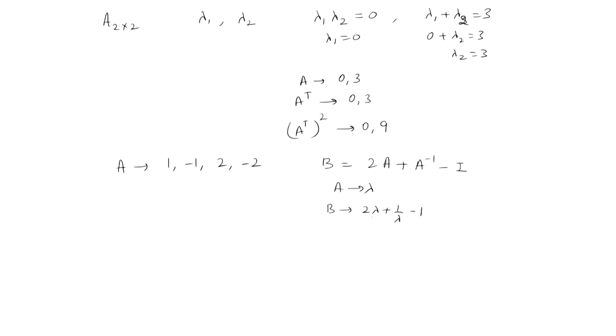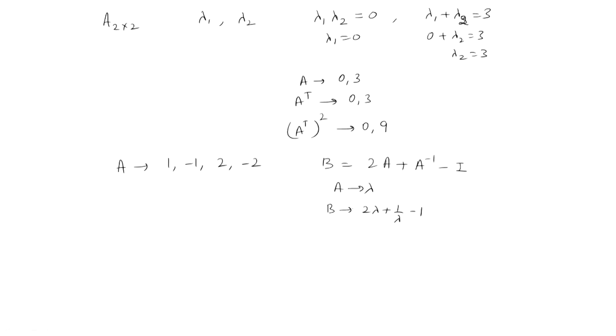2A has eigenvalue 2 lambda, A inverse has eigenvalue 1 by lambda, and this eigenvalue is 1. So simply you can substitute here. Corresponding to 1, we have 2 plus 1 plus 1 minus 1, which is 2 for B. Corresponding to minus 1, if you substitute minus 1, it is minus 1 minus 1, that is minus 4. Corresponding to 2, it is 1 plus 1 by 2 minus 1, that is 4 minus 1 by 2, that is 7 by 2.